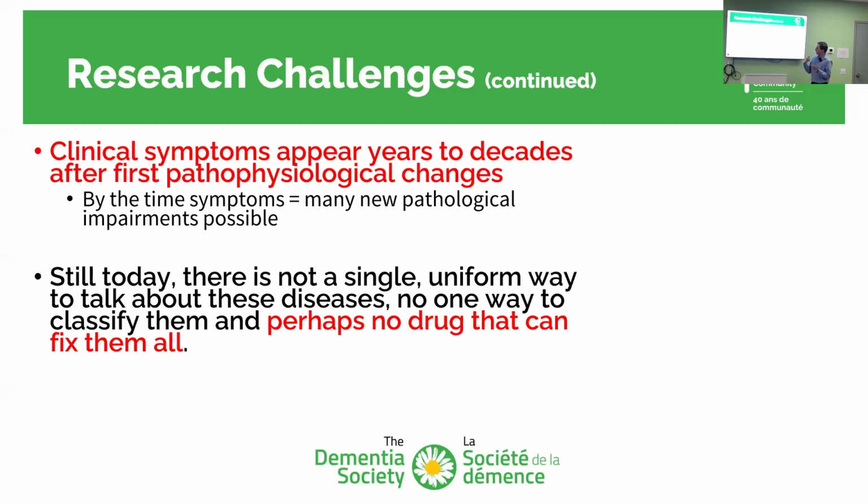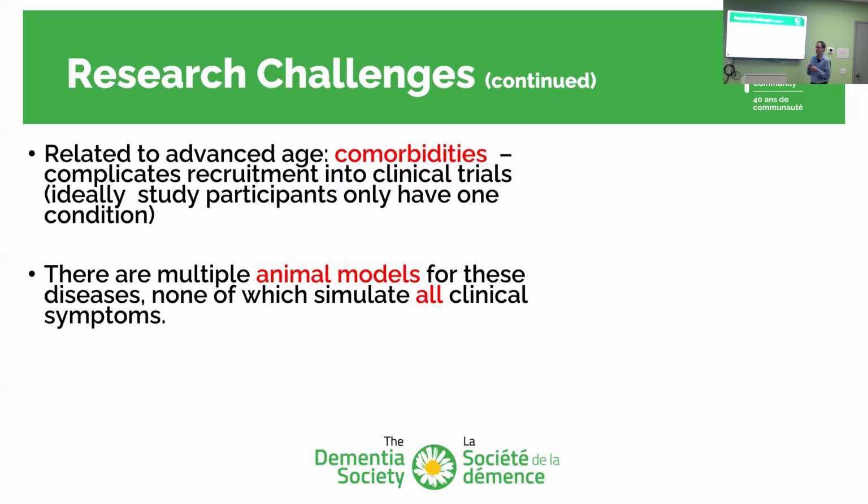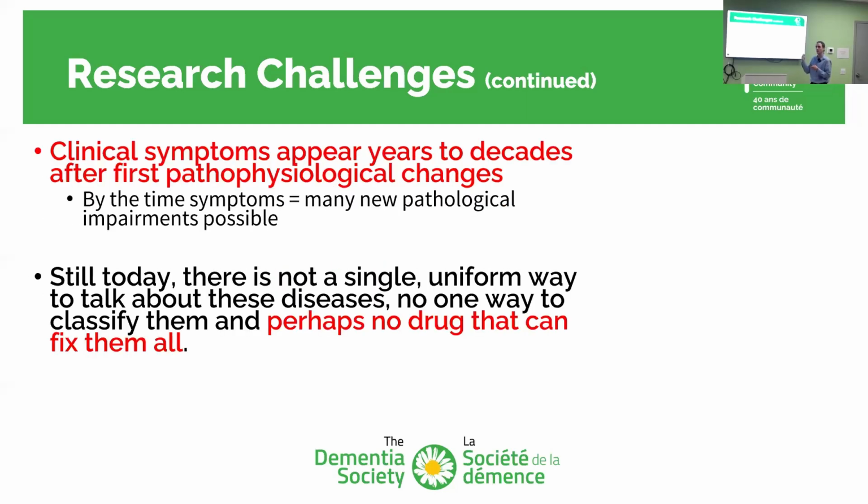And then the other thing too is by that time, maybe other things have started to be impacted, right? So maybe the Alzheimer's proteins that are building up are causing more inflammation, or they're affecting blood vessel health.